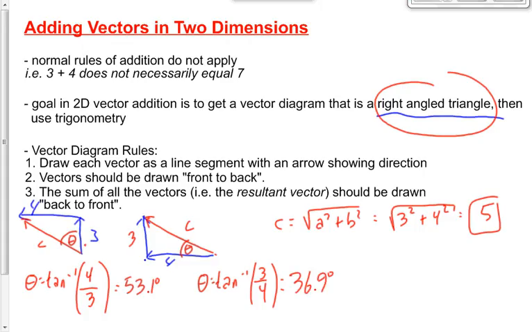What do you notice about 53.1 and 36.9? What do you notice about those two angles? Yeah, they add up to 90, and that'll happen every single time. So what's our answer here? We could say 5 at 53.1 degrees, or we could say 5 at 36.9 degrees. How can it be either one?